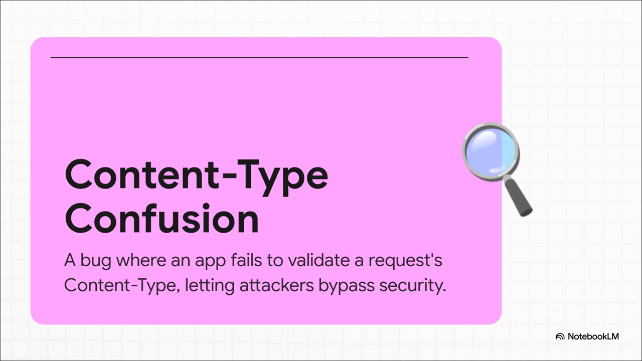Think of it like this. Every file you send over the internet has a label on it, a content type header, that tells the server what it is. Is it a picture, a text file? Well, this bug meant n8n wasn't really checking those labels very carefully. So an attacker could send a package filled with malicious commands, but just slap a label on it that says, hey, I'm just a harmless text file. And the server would just let it right in.